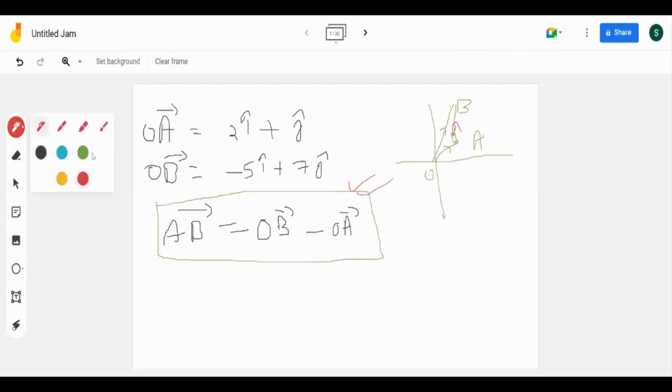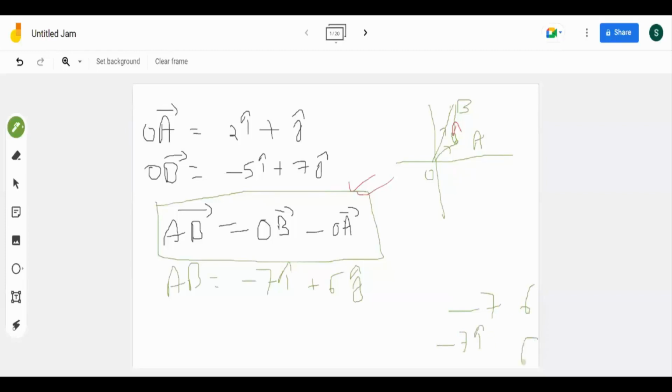So now apply this. OB minus OA will give you minus 7 plus 6, so minus 7 minus 5, minus 3 minus... plus 6. Okay, so this is vector AB. The scalar components of AB are the coefficients of i and j, that are minus 7 and 6, and the vector components are minus 7 i cap and 6 j cap. Okay, so scalar components are minus 7 and 6 without direction, and vector components are minus 7 i cap and 6 j cap. These are called scalar and vector components of a vector.